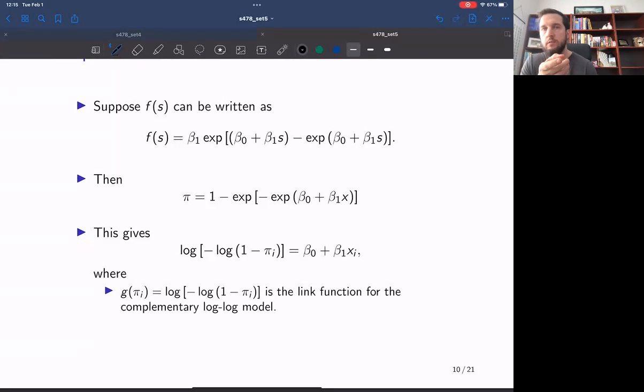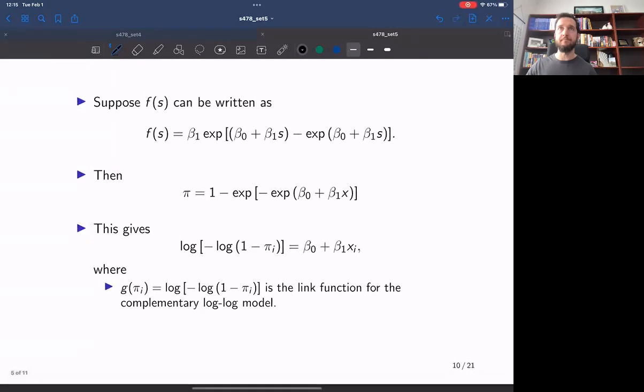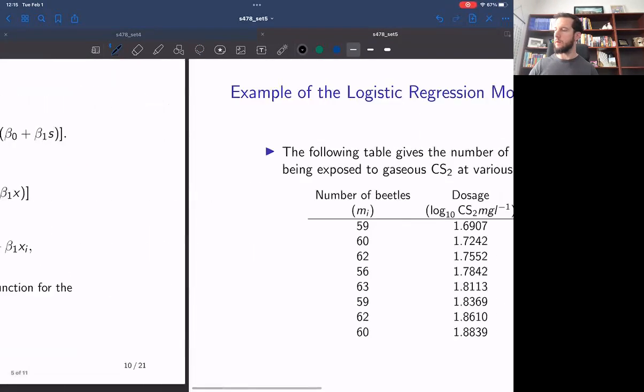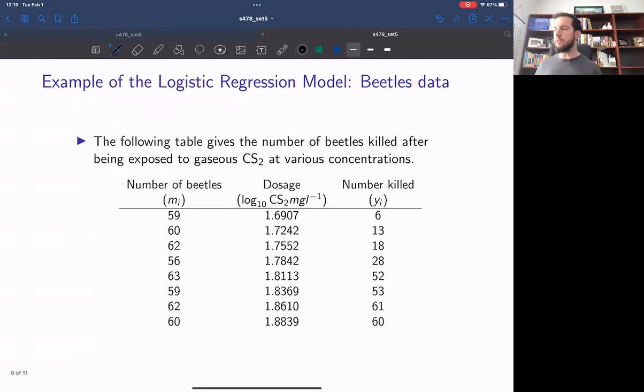Okay, any questions? Okay, so let's start this example off in the time we have left.